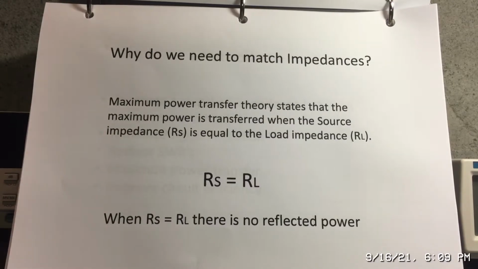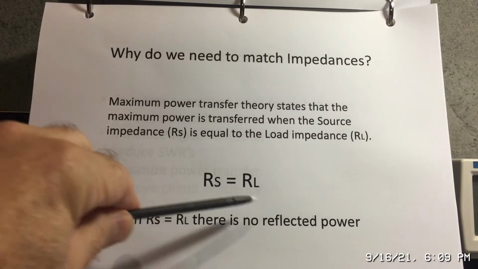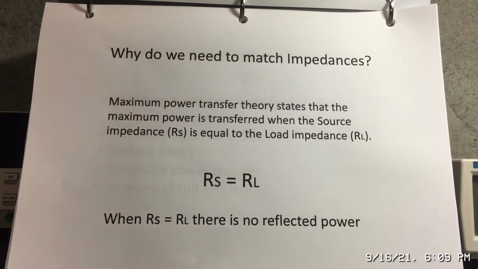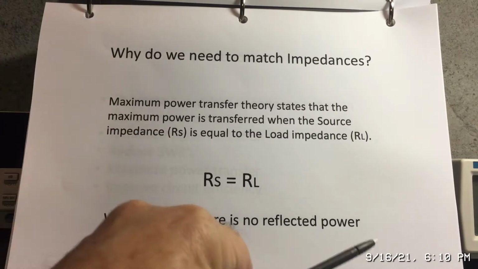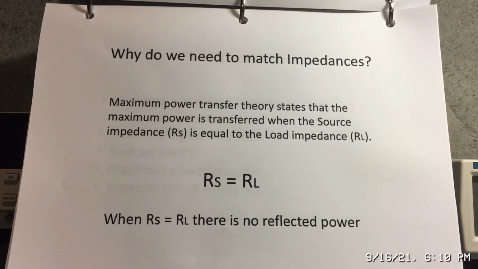Also, when you satisfy this requirement of the source resistance and load resistance being equal, there's either no reflected power or a minimal amount of reflected power. So that's basically why impedance matching is so important, particularly for amplifiers. It could be an audio amplifier, it could be an RF amplifier, but we need to ensure that the source impedance and the load impedance are equal.